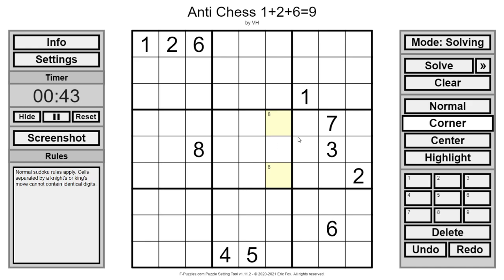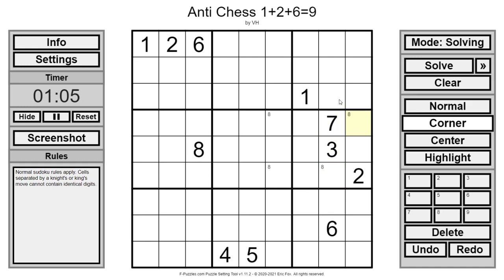And if you take that a step further, can the square be an 8? Well, if this square were an 8, it would see the square by Sudoku and the square by knight's move, so that doesn't work. This square also can't be an 8. So the only two places 8 can be in this box is there or there.